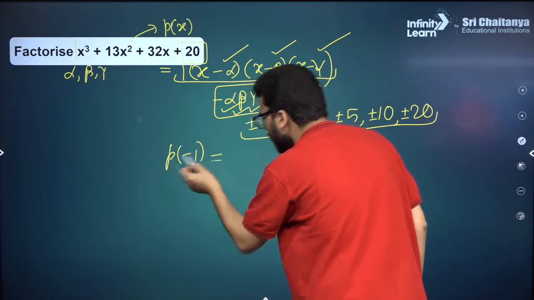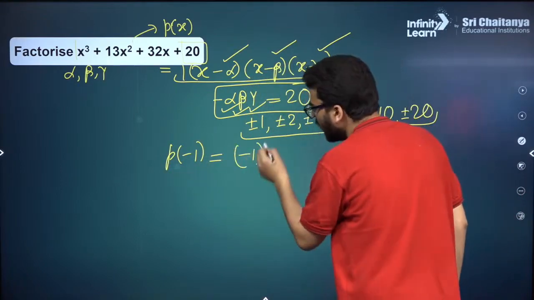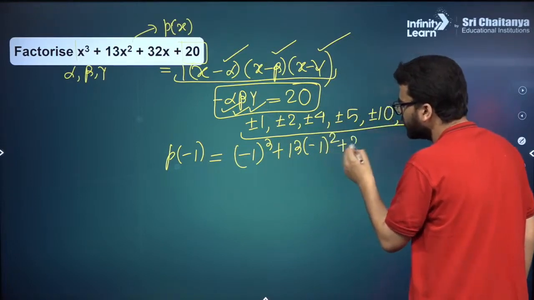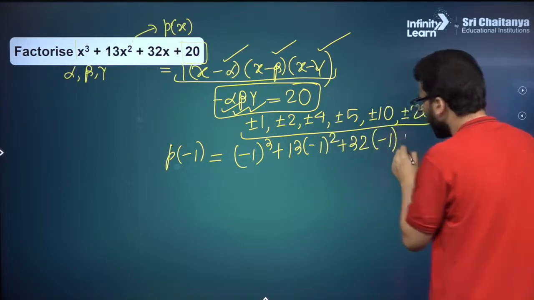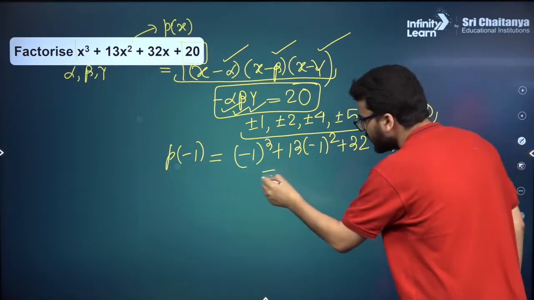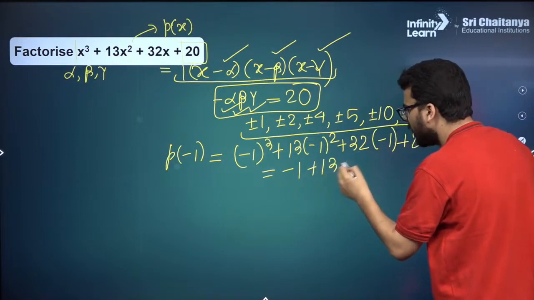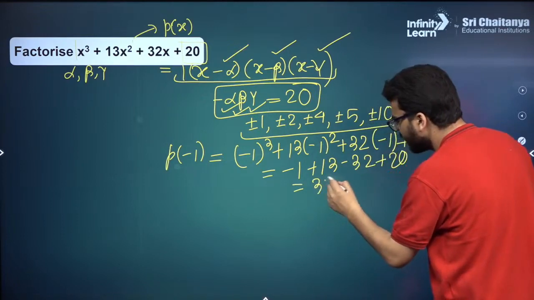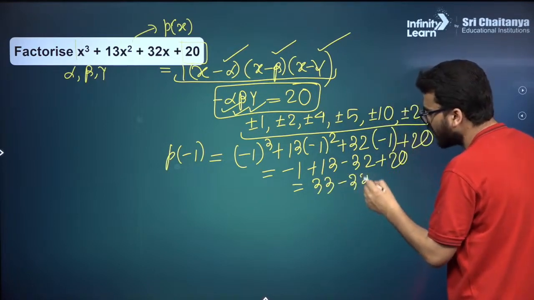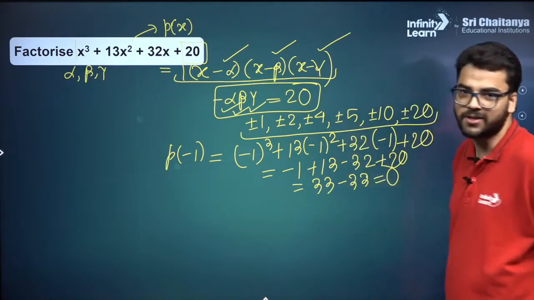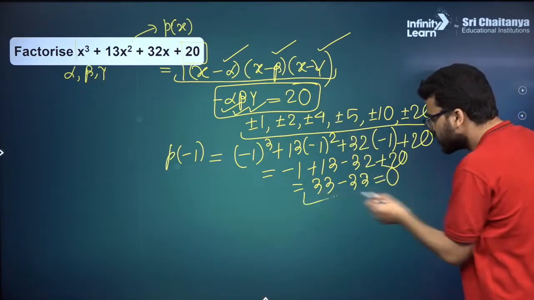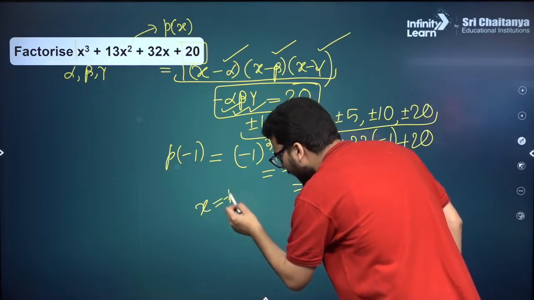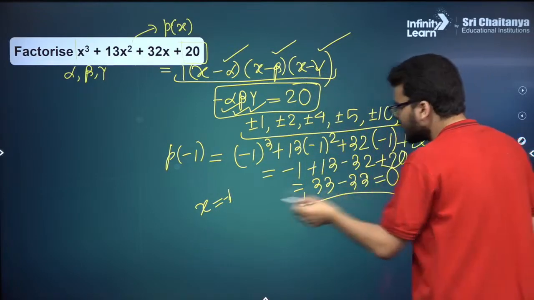So let us check if p of minus 1 is 0. This is minus 1 cube plus 13 into minus 1 whole square plus 32 into minus 1 plus 20. So is it coming out to be 0? Over here this is minus 1 plus 13 minus 32 plus 20. So this is basically 33 minus 33. You see, our good luck, the first value is coming out to be equal to 0. So you can say that x is equal to minus 1 is a zero of this polynomial.